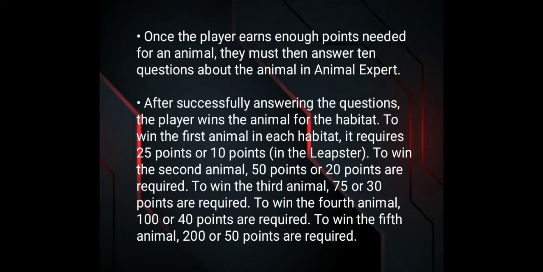To win the first animal in each habitat, it requires 25 points or 10 points in the next turn. To win the second animal, 50 points or 20 points are required. To win the third animal, 75 or 30 points are required. To win the fourth animal, 100 or 40 points are required. And to win the fifth animal, 200 or 50 points are required.